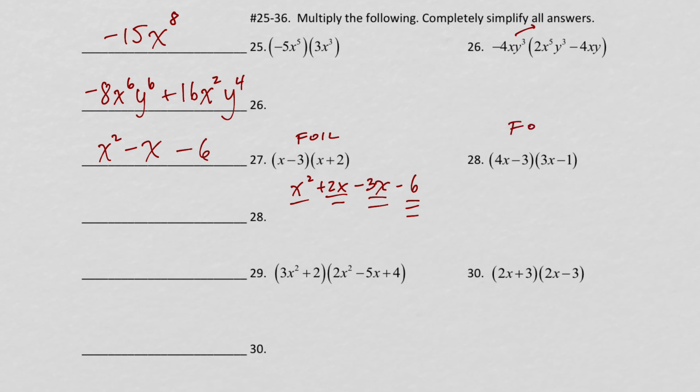So here I'm going to FOIL. My first is 4x times 3x, which is 12x squared. The outer is 4x times negative 1, which is a negative 4x. The inner is negative 3 times 3, which is a negative 9x. And the last is negative 3 times negative 1, which is a positive 3. This doesn't combine with anything. This and this add up to negative 13x, and this is all by itself.